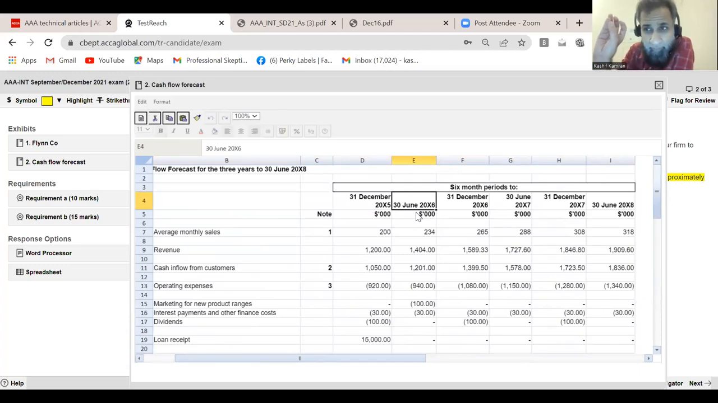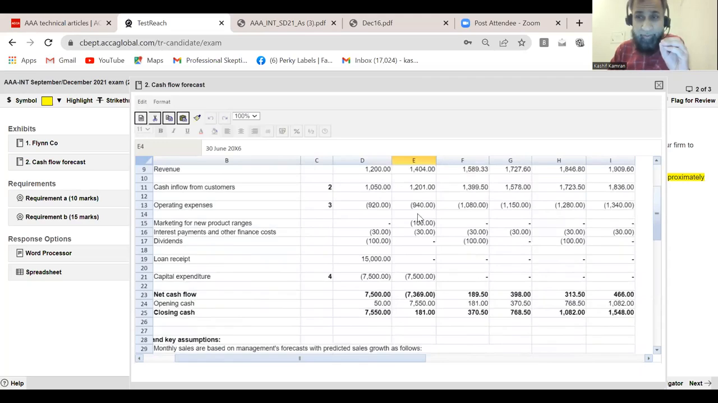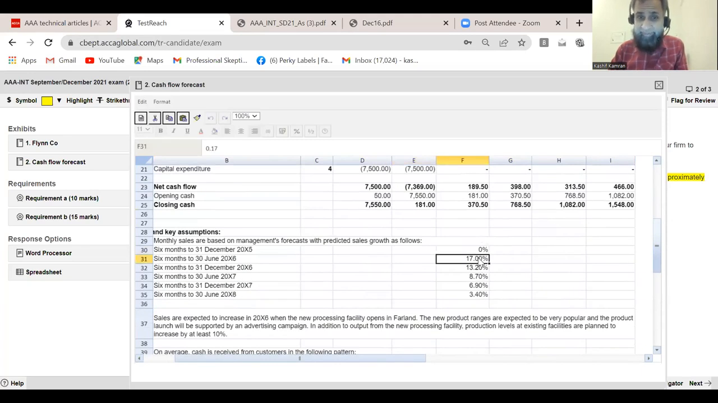So from April to May to June, how many months are there? 3. So the production facility will start from the 1st of April 20x6. And by the 30th of June 20x6, how many months are there? 3. How much sales do you expect to rise in those 3 months? 17%. 6 months to 30th of June. So in 6 months to 30th of June, your new production facility will only be available for 3 months. And in 3 months, a 17% rise in sales is too much. Management believe products will be successful. The people will like your products. These are optimistic assumptions, which might be wrong.